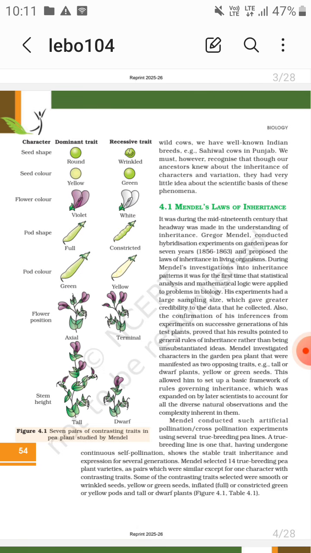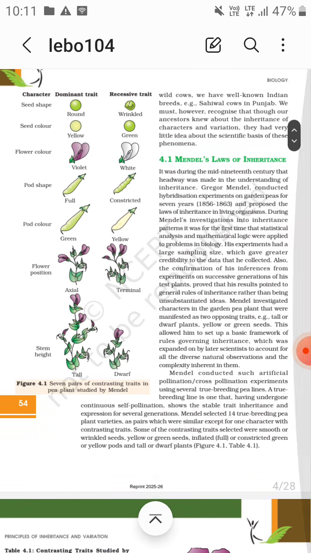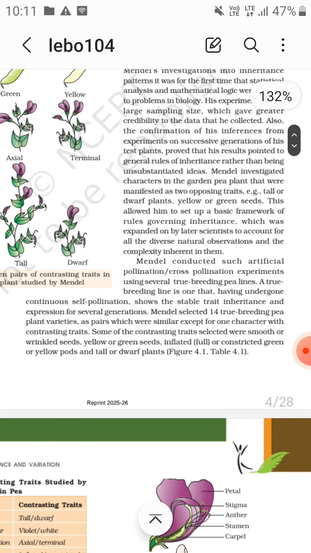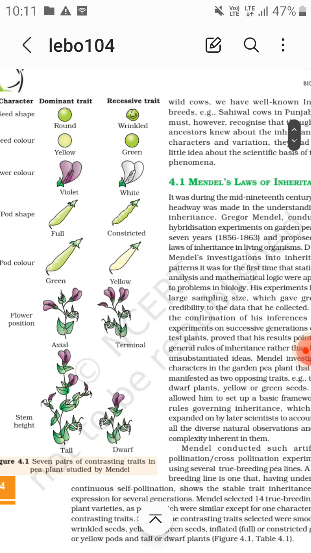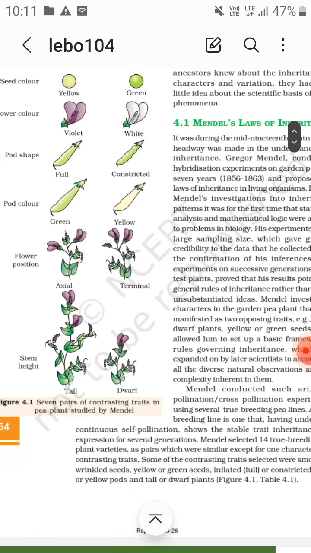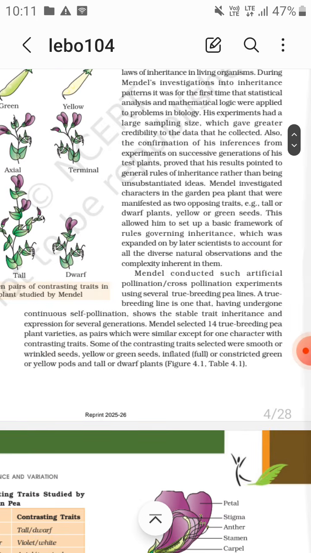Now pod color, green and yellow, so it's kind of opposite of the seed color, yellow and green. Now seed shape, round and wrinkled. Another name for round is smooth. Now seed color, yellow and green. Now flower color, violet and white. Now pod shape, it's full and constricted. Another example is given here, like inflated or full. So inflated is another name for full, or constricted, right? Constricted. Here it's also smooth or wrinkled seeds.